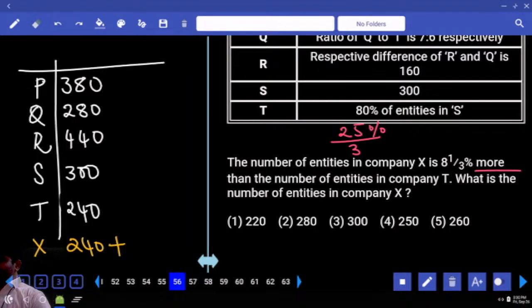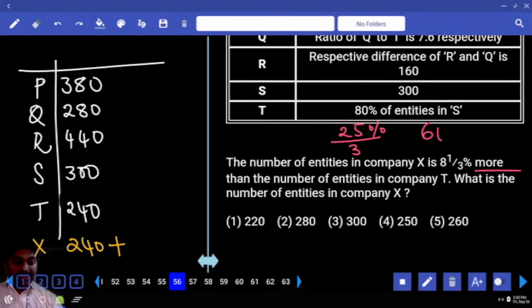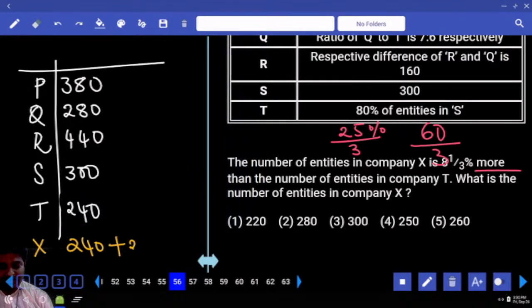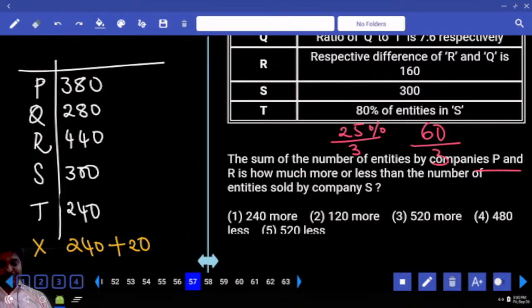25 by 3%. Let's calculate 25%. By 3 we will calculate it later. 25% of this number, half and half, which is 60, divided by 3, which is equal to 20. 240 plus 20, 260, fifth option.